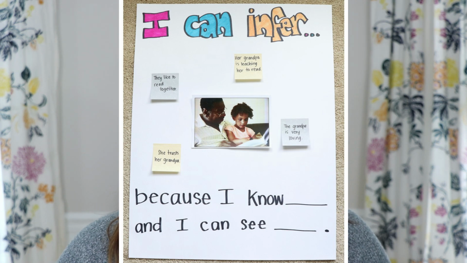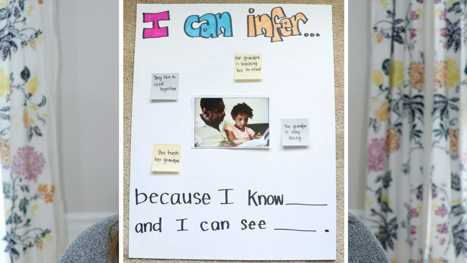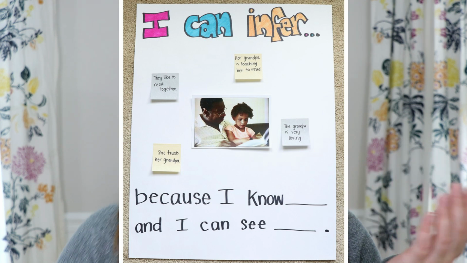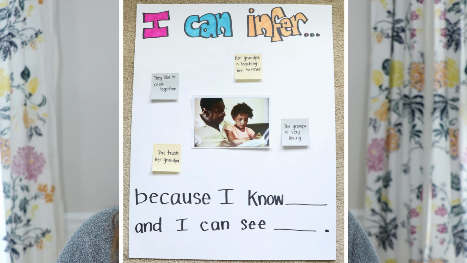Again, there's no text here. There's no author telling us exactly what's happening. I might say, I can infer her grandpa is teaching her to read because I know that usually when someone is learning how to read, somebody older is teaching them how to read and they need a book in front of them. And here I can see that she is kind of sitting with her grandpa and they are reading a book in front of them. So that might be something that's happening. They also could just be reading a book together and they like to do that. Again, I can make that inference because of what I already know and what I see in the picture.